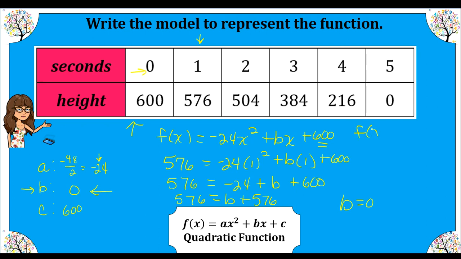So our equation is f of x equals negative 24x squared plus 600. And now we could plug in any value for x. Now realistically, the object is going to land in 5 seconds. So really, x values past 5 or before 0 are not going to be realistic.